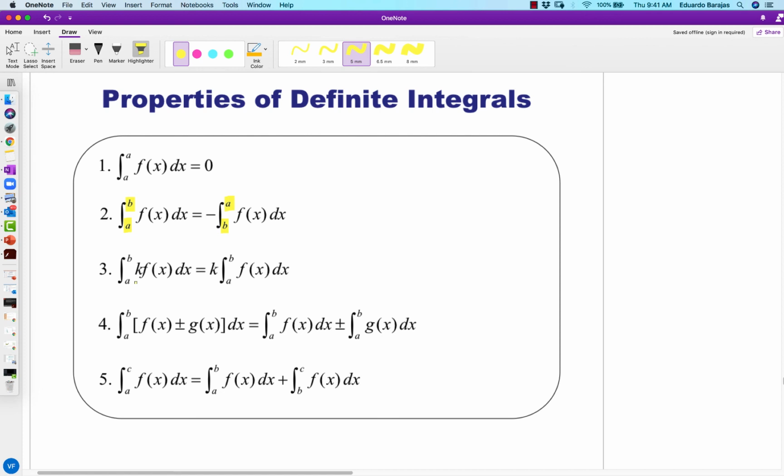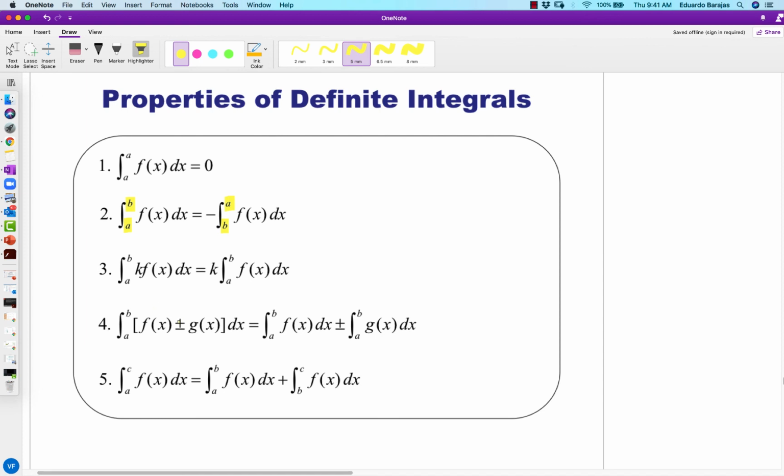The third one says that if we have a constant k here times our function f of x, then we can factor out the k, remove it from the integral, calculate this new integral, and then later multiply it by k, and we get the same result.